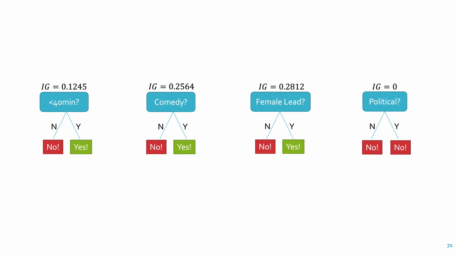If we stopped right now, how would our model do? The model we picked would actually get 70% accuracy based on the split on female lead. If we were using accuracy to build our tree, we would start with comedy, not female lead.